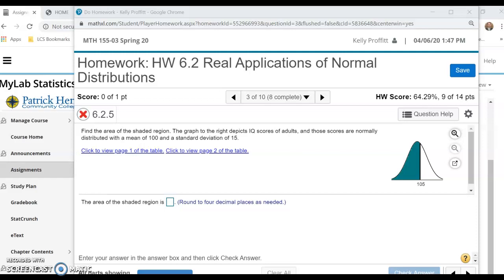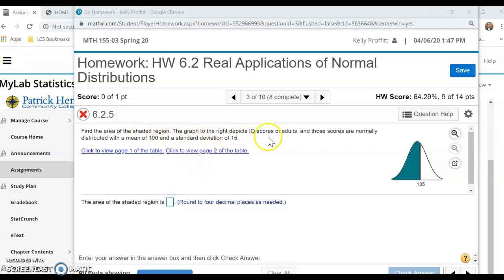Guys, I've had a question on section 6.2, homework problems numbers 3, 4, 5, and 6. So what I'll do is I'll just put all of these on the same video because they're very similar. So for problem number 3, it says find the area of the shaded region.